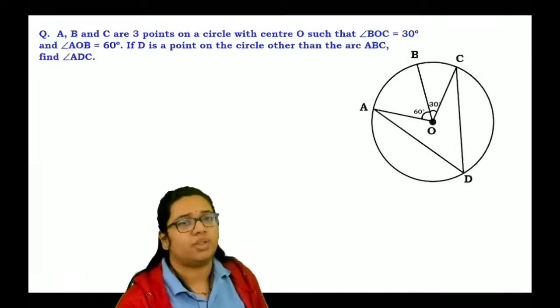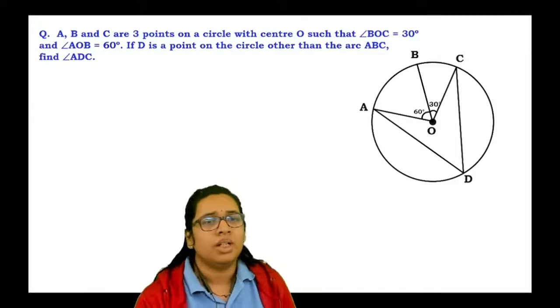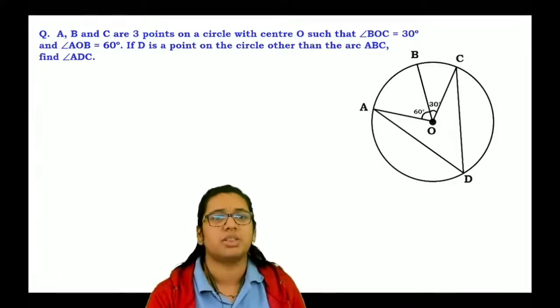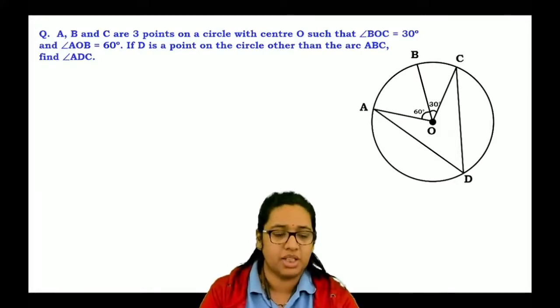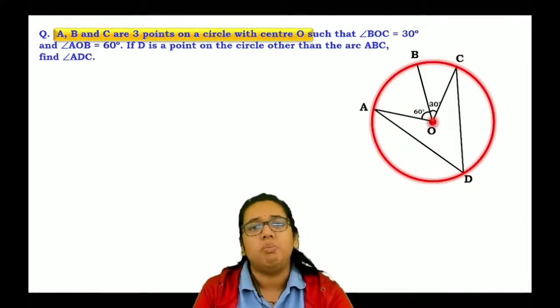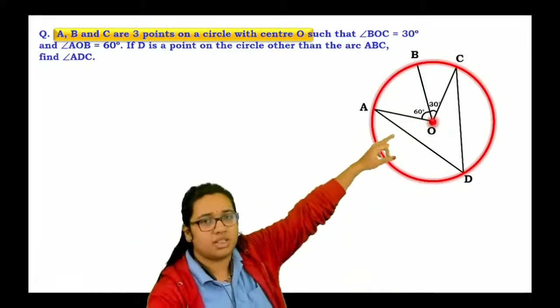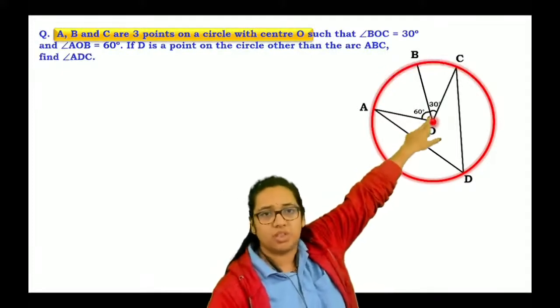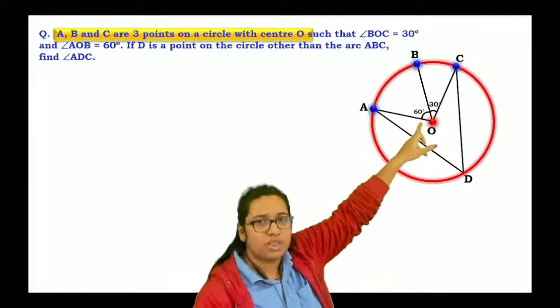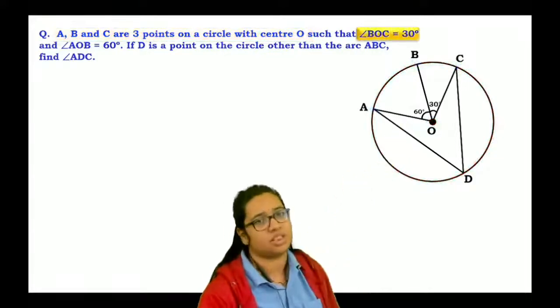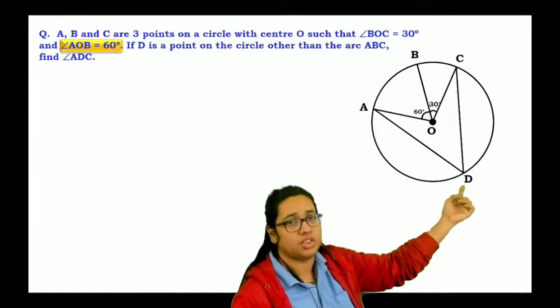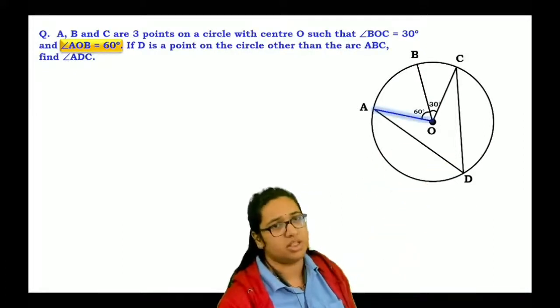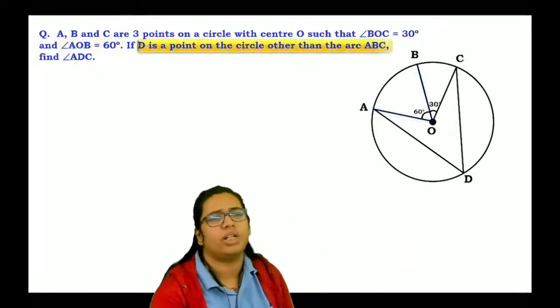Okay, here we have the question. If A, B, C are 3 points on a circle with center O, such that BOC is given as 30 and AOB is given as 60. If D is the point on the circle other than arc ABC, then find the value of ADC.